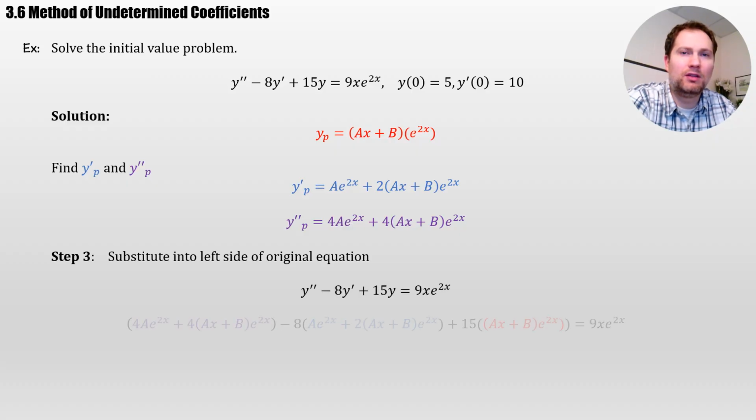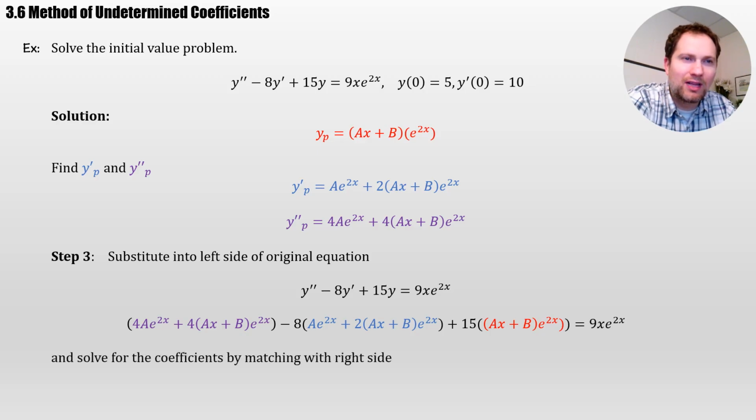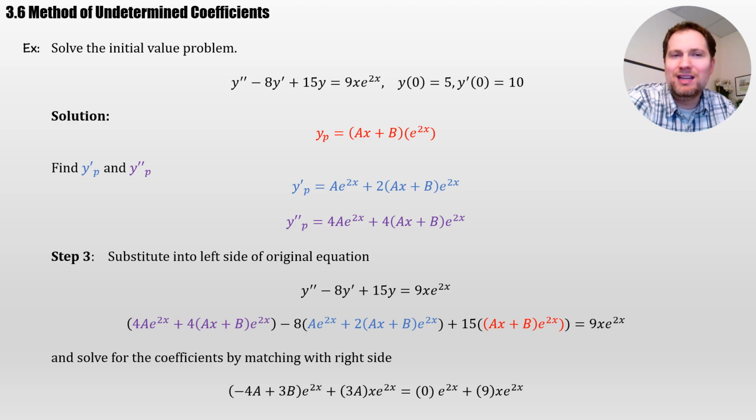So here we go. It's going to look a little messy for a second, but there goes purple, blue, and red. And now, hopefully you've had a chance to try this problem, but if you haven't and you're trying to catch up, what are we going to do next? We're going to collect all of the things together that have like terms. So on the left side, when we collect all the things that simply have an e to the 2x, we get the coefficient -4a + 3b. And all the things that have an x e to the 2x, that's just 3a. And now we can compare those with what's on the right side.